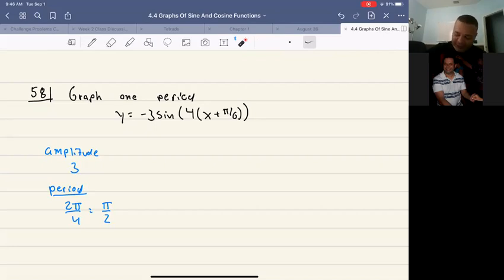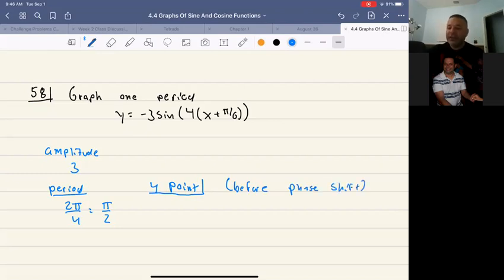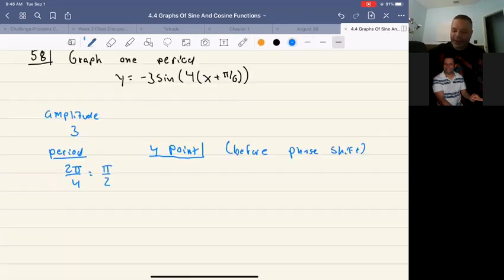These are our 4 points. Now, I'm going to find them before the phase shift. So remember, we take the full period, divide it by 4, and then just march that forward. Okay, so what do I mean by that?